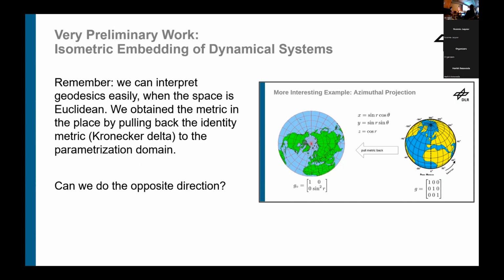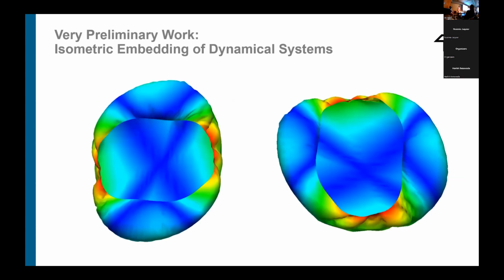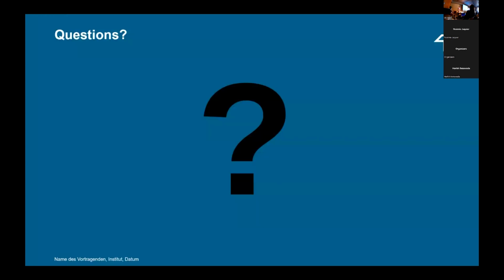And I wanted to try the opposite direction, so to find some space where the pulled back Euclidean metric is the one we see on our mechanical system. And I mean, this is quite preliminary. I did it last week, but this is what you get. And you can see that indeed this H shape is a geodesic of it. Okay, then that's it.